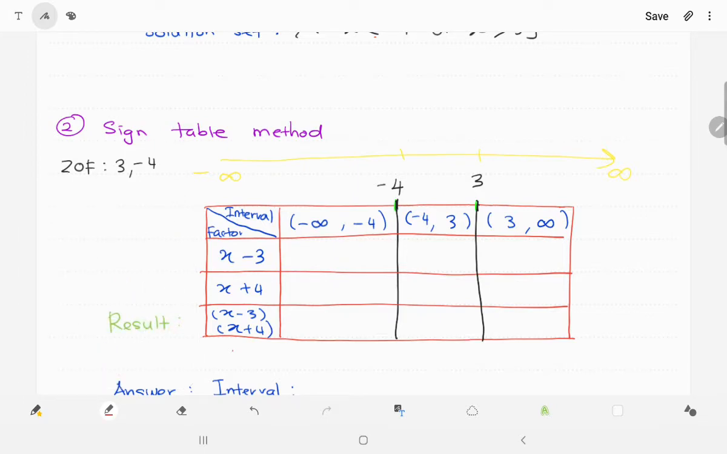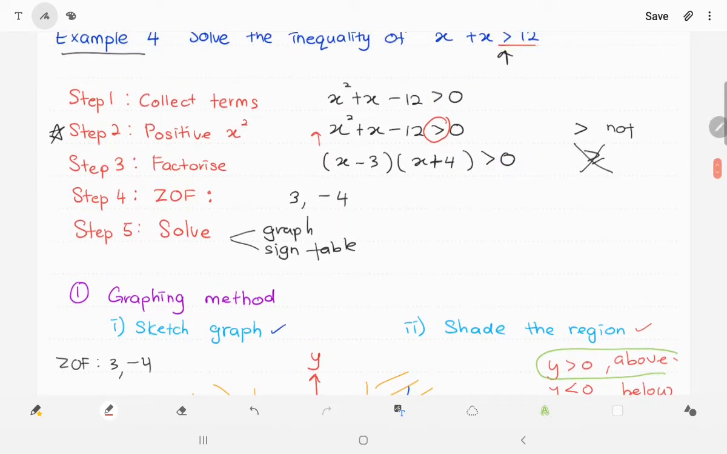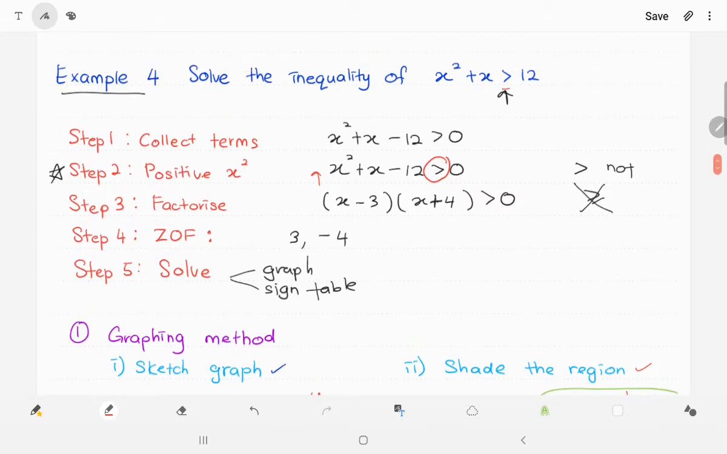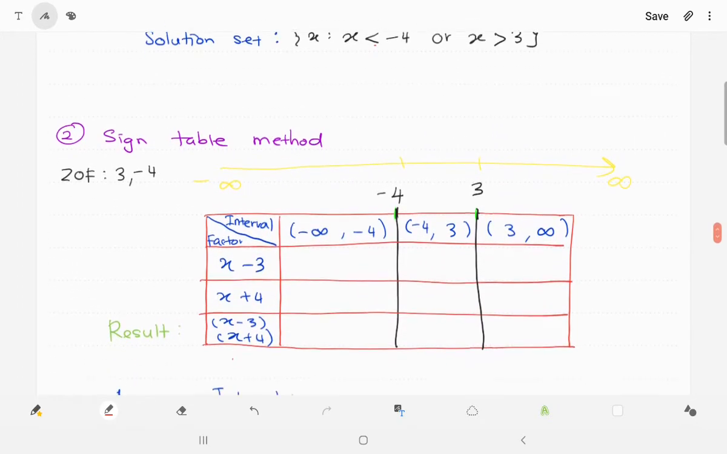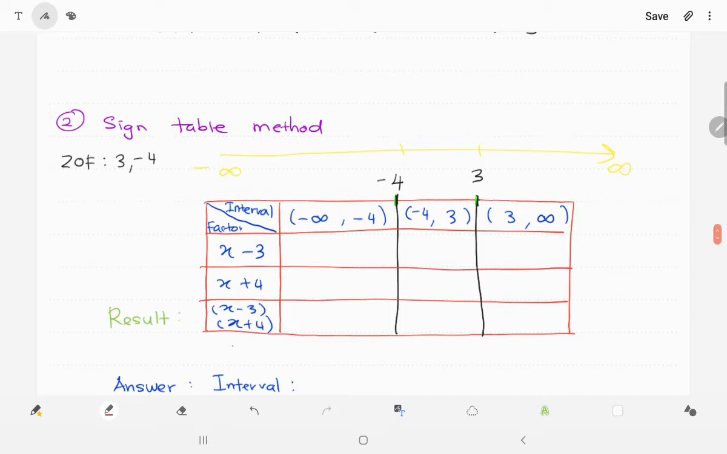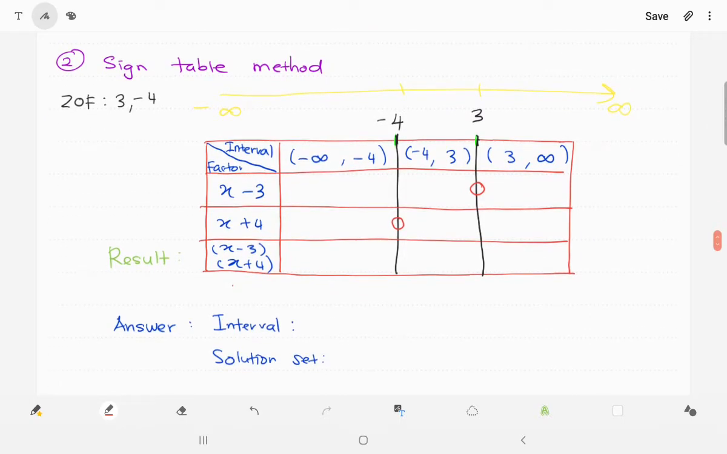Now here is the important thing. As I mentioned earlier, look at the original question. It gives us a greater than, there is no equal sign. So what do we do with our circle here? For x minus 3, our factor is 3, so you just draw an empty circle, just what you learned in number line before. An empty circle means 3 is not included. For x plus 4, meaning x equals negative 4, also draw an empty circle, which means negative 4 and 3 are not included in the interval. Clear?